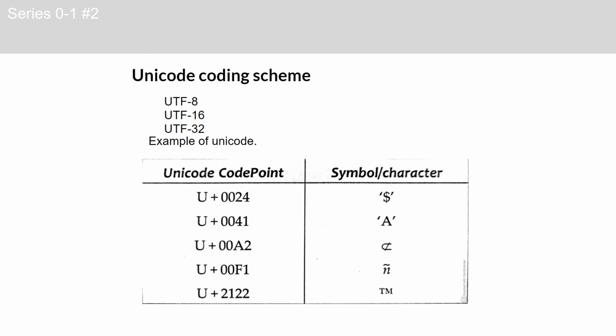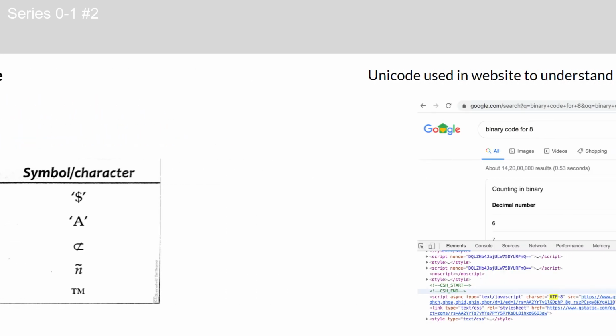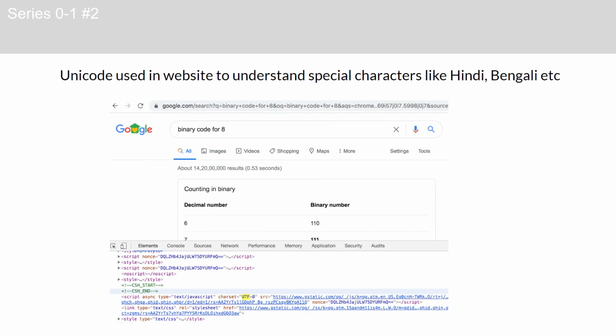Unicode means universal code, which will represent all kinds of characters, all language characters, under a single coding scheme, and it comes in three types: UTF-8, UTF-16, UTF-32. It is widely used in websites to understand special characters like Hindi, Bengali and other characters.